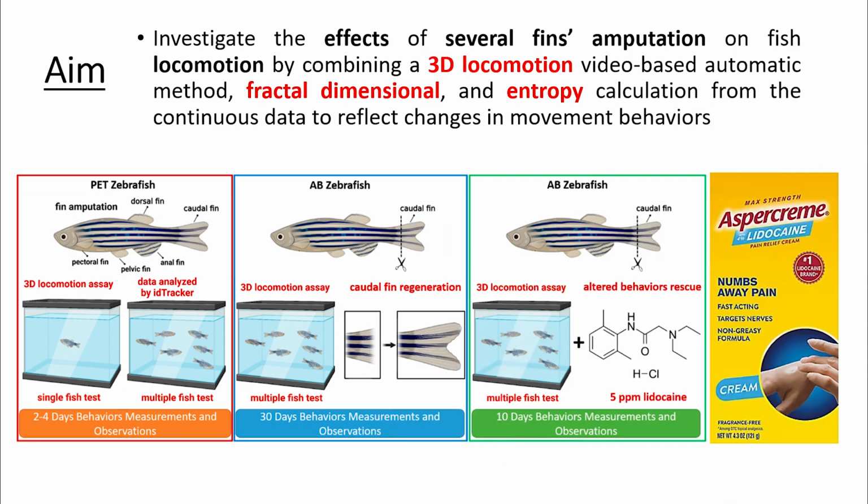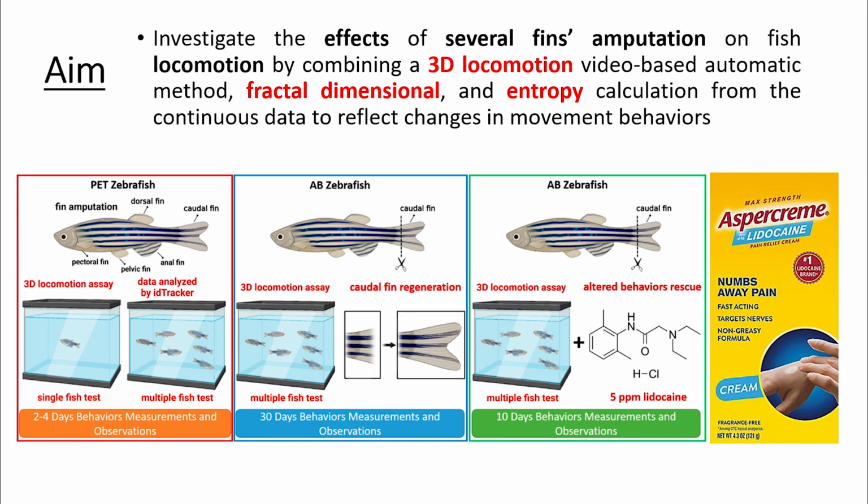Addressing the significance of the fins of fish, we investigate the effects of several fins amputation on fish locomotion by combining a 3D locomotion video-based automatic method, fractal dimension, and entropy calculation from the continuous data to reflect changes in movement behaviors. Using this combined approach, this research is the first to study detailed three-dimensional movements of fin-amputated fish and evaluate hypotheses for how these fins might function.